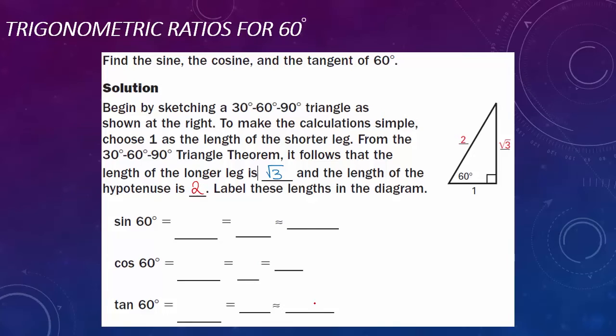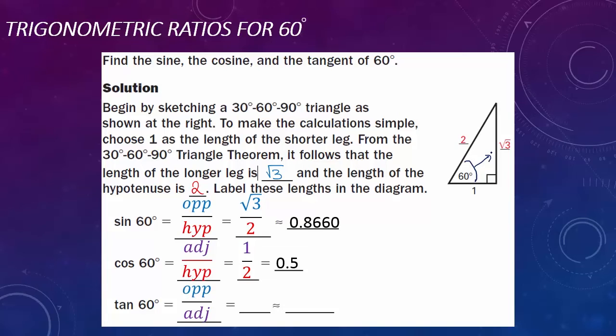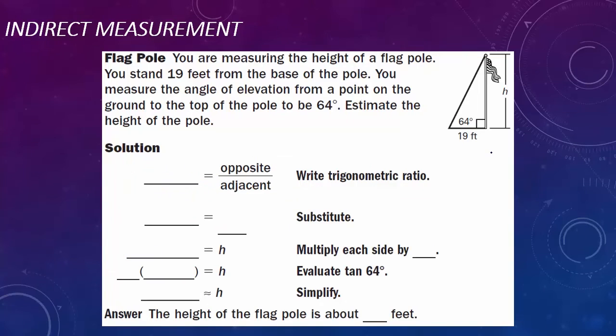So sine 60 degrees is opposite over hypotenuse, which the opposite of angle 60 is square root of 3, hypotenuse is 2, so plug square root of 3 divided by 2 into your calculator and you get 0.8660. The cosine of 60 is your adjacent over your hypotenuse. The adjacent side is the side that is next to 60 but not the hypotenuse, so that is 1 over your hypotenuse, which is 2. Plug that into your calculator, you get 0.5. Tangent of 60 degrees is your opposite over your adjacent. Opposite is square root of 3. Adjacent is 1. Square root of 3 divided by 1 is just square root of 3. Plug that into your calculator, you get 1.7321.